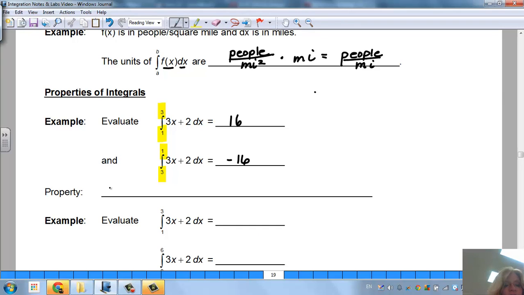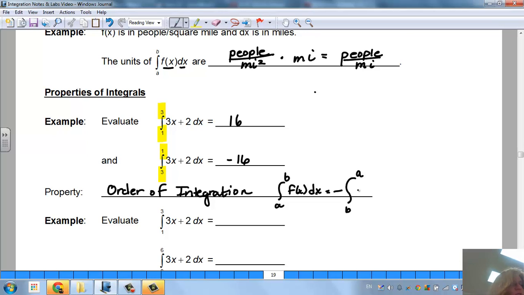Okay, this is called the order of integration. So what you can deduce from this is you can make a negative out of anything by just switching the beginning and end, and start from 3 and go back to 1 versus from 1 to 3. So if I had an integral from a to b of f of x dx, that equals the negative of the integral from b to a. So you just start at the end and go to the beginning. It's opposite. That's the order of integration.